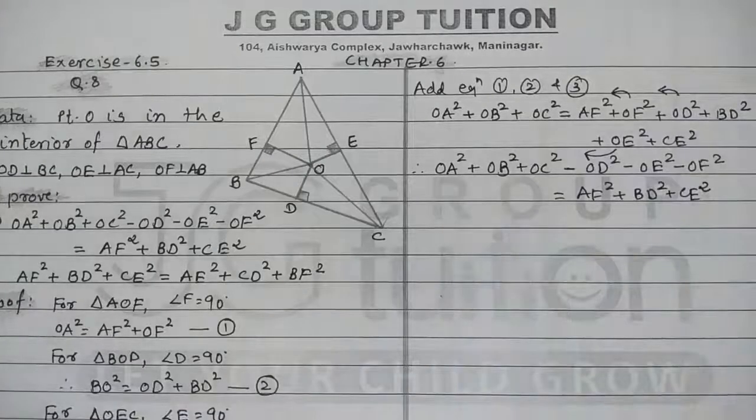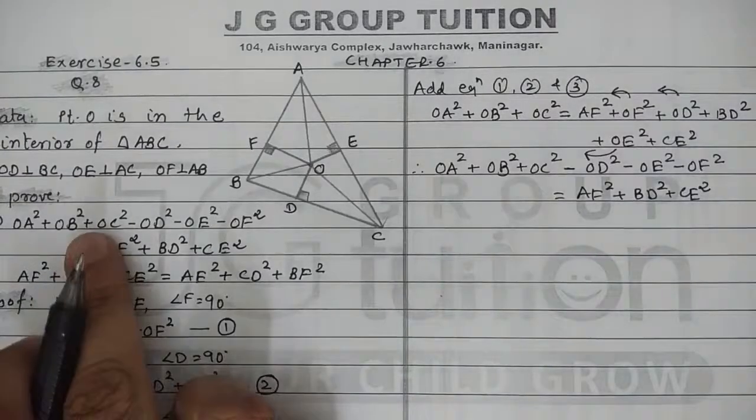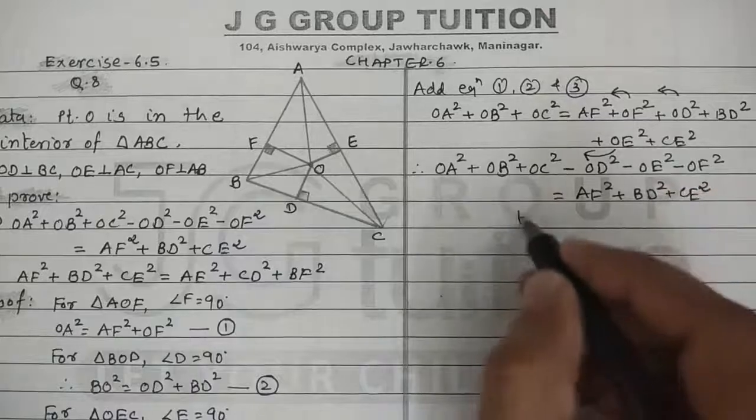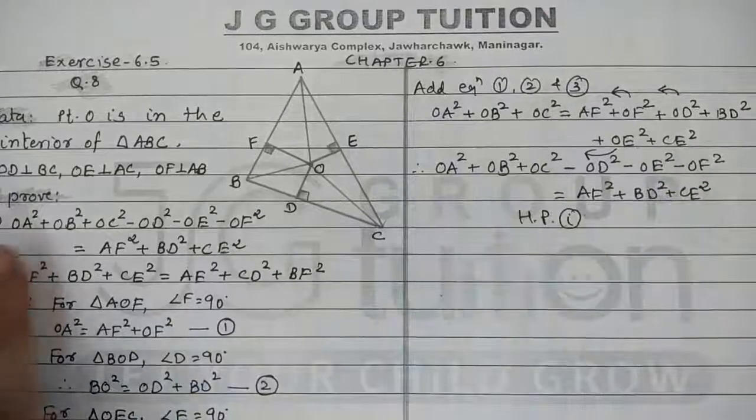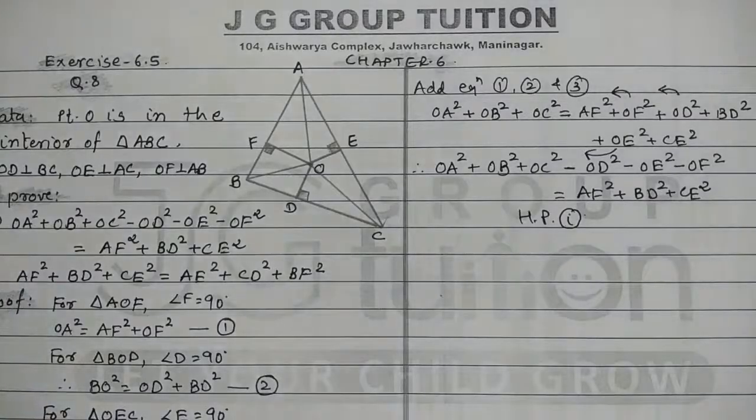So you can observe, students, that this is the first what we require the proof which we obtain. Hence we proved the first one. Now let's come to the second what we require.